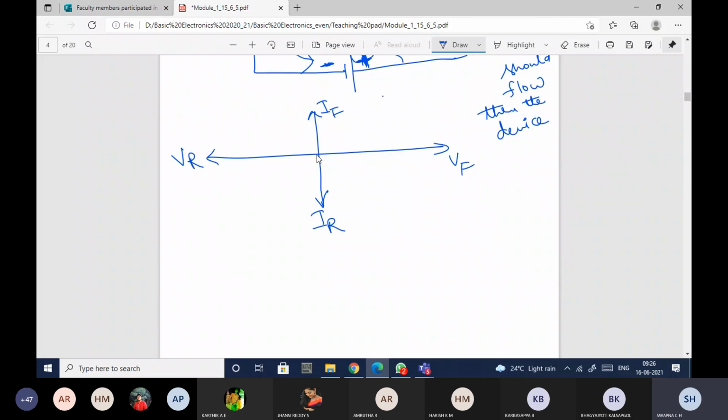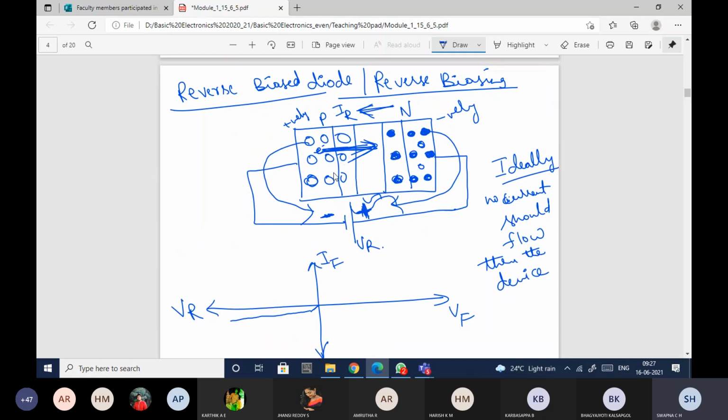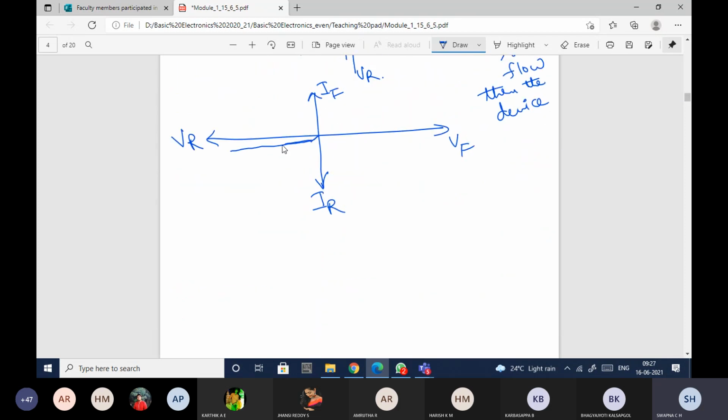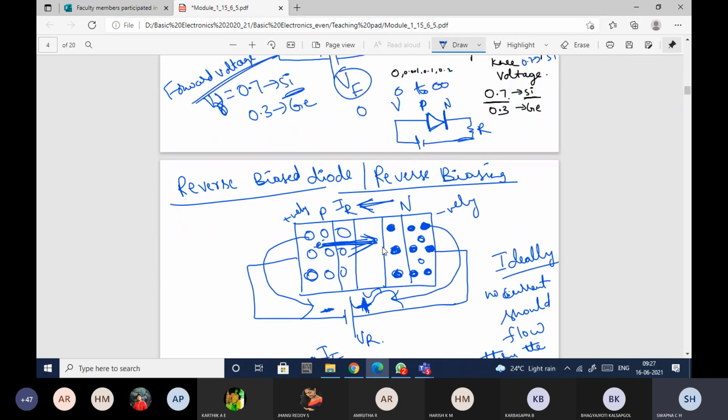Here what happens, as I'm increasing this VR, the current will slowly increase, and after a certain moment it will be constant. The reason behind the constant is, see, very few minority charge carriers are there. All the minority charge carriers have already started flowing, so the current will be stable. Stable in the sense it will be almost stable. Even though you are increasing the reverse voltage, it will be constant throughout. So this current is said to be the saturation current, ISR. Saturation current is the maximum current that can flow through the reverse biased diode.